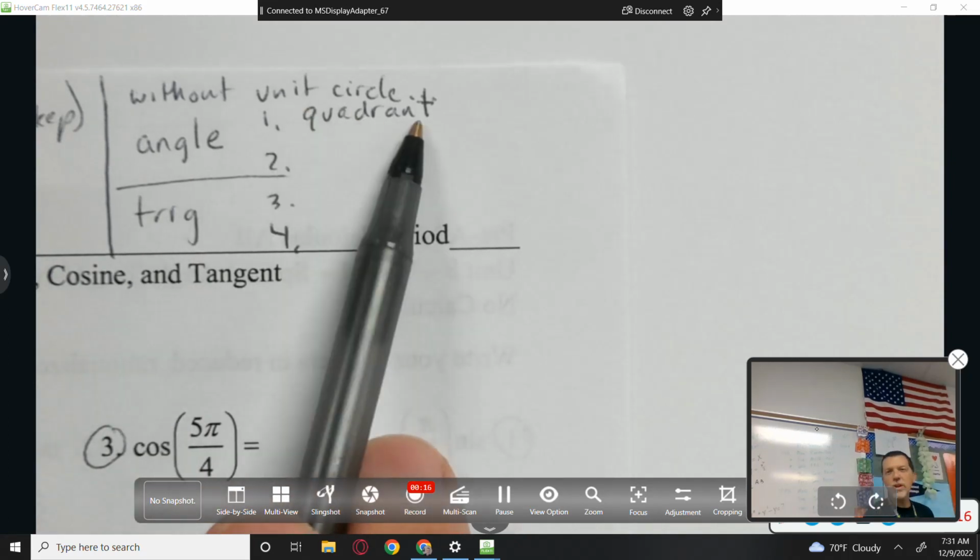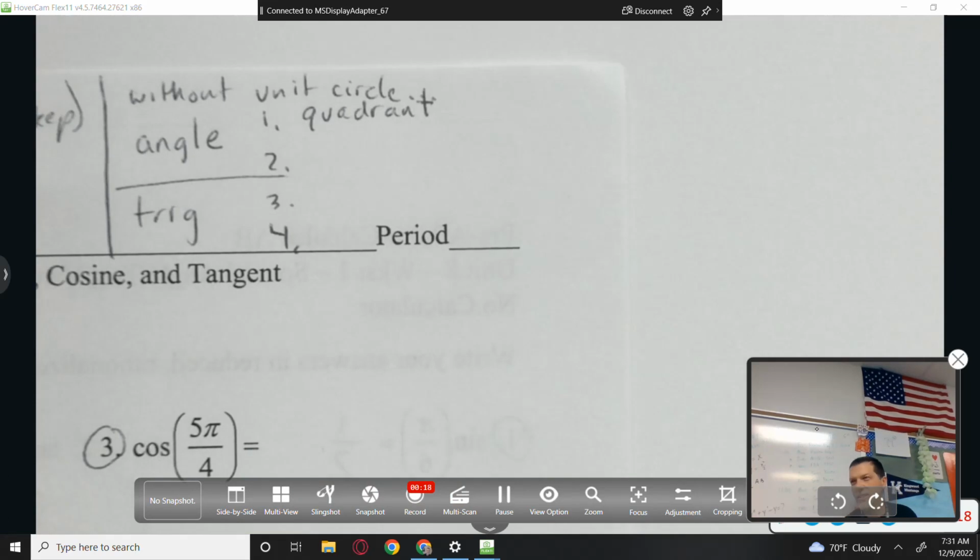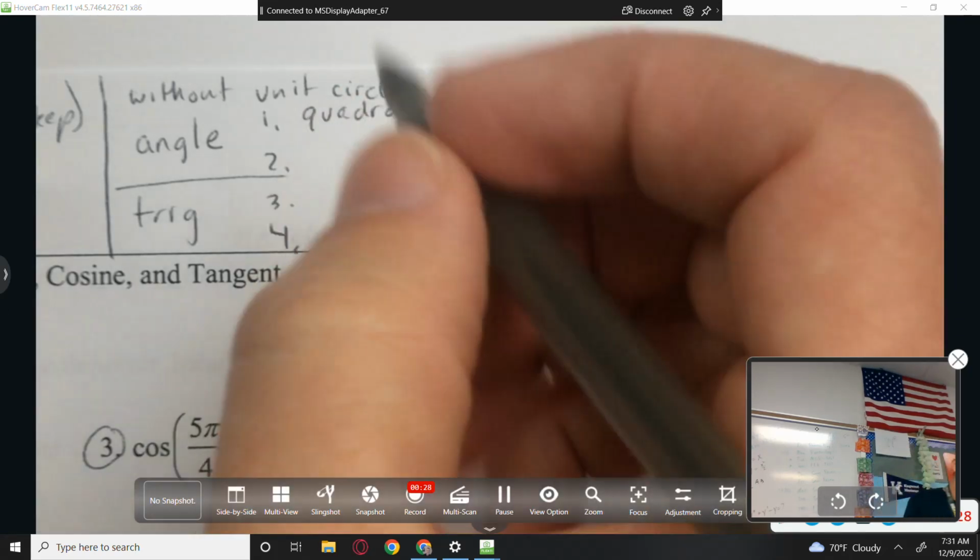We should be pretty good at that because that's kind of what that last test was, where you labeled the whole unit circle and you got used to knowing where pi is, and it's bigger than pi, it's almost 2 pi, it's almost a pi. That kind of thinking gets you into the right quadrant.